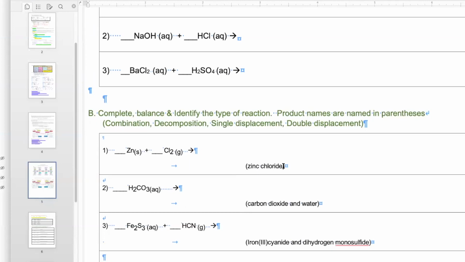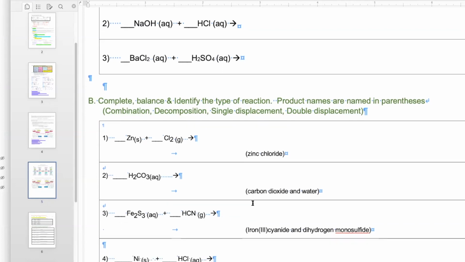Here it tells you what the product is. I give you the name. So zinc plus chlorine gives you zinc chloride. You guys should know that zinc is always +2, chlorine is always -1. So the formula for zinc chloride is ZnCl2. Once you write the formula, then you can balance the equation. You got to get the formula right first. If you don't get the formula right, no use balancing the equation.